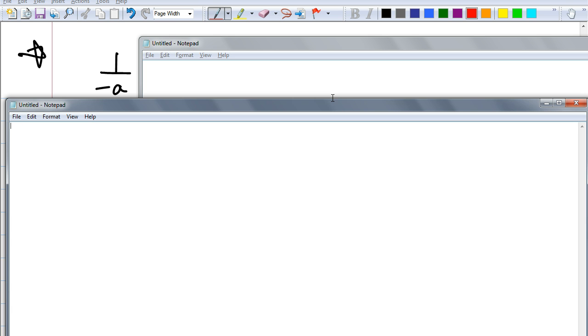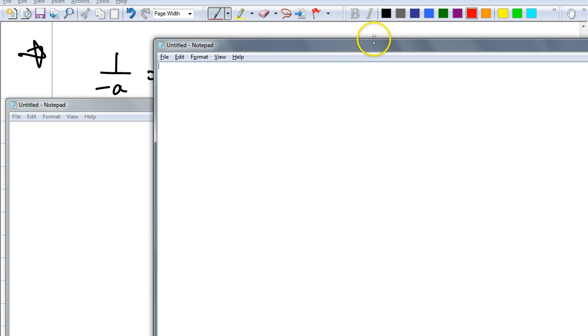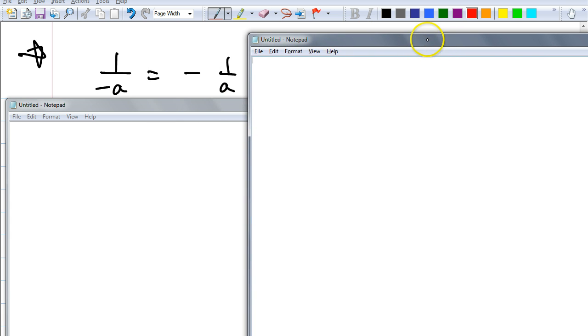1 over negative a. Is this number positive or negative? Well, I guess it really depends on what a is. So let me not ask that question, because if a is negative, this will be positive, right? But how can I rewrite this number? In other words, we don't normally write it this way, do we? 1 over negative a. How would you rewrite this? It would just be negative, right?